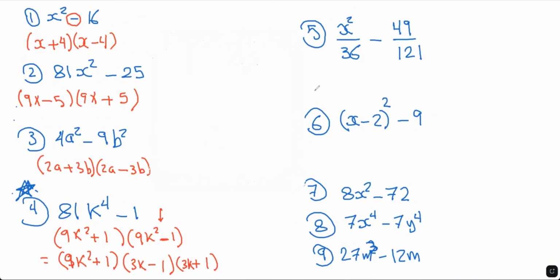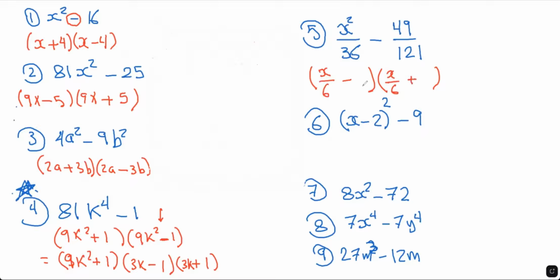Here, even though it's a fraction, and some students are scared of fractions, don't be. That's still the difference of two squares, because that's a perfect square, that's a perfect square, that's a perfect square, that's a perfect square. And therefore, the square root of x squared over 36: the square root of x squared is x, and the square root of 36 is 6. You put that here and here. And then it's a minus and a plus.